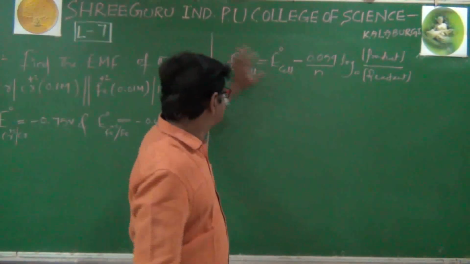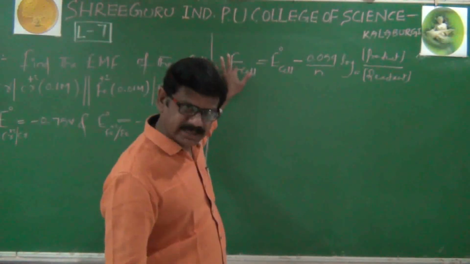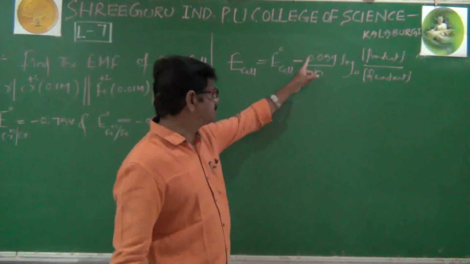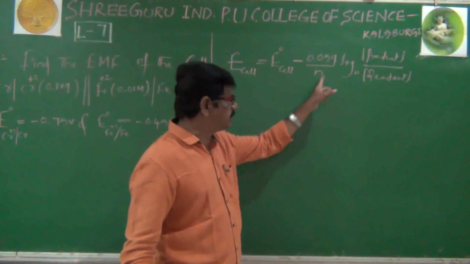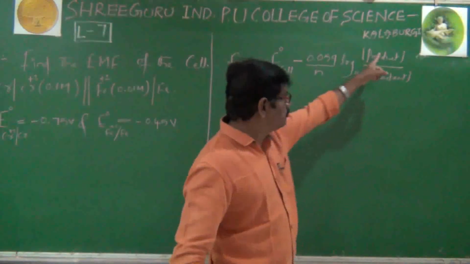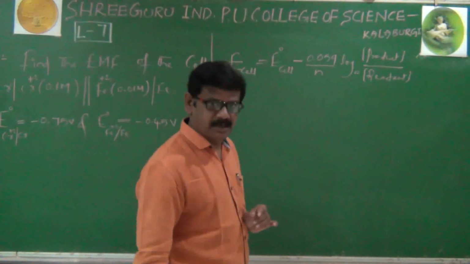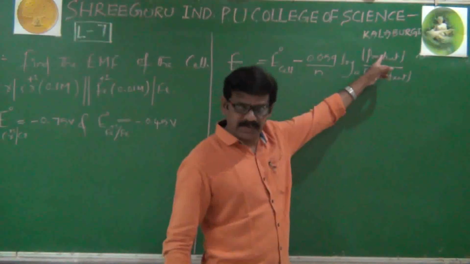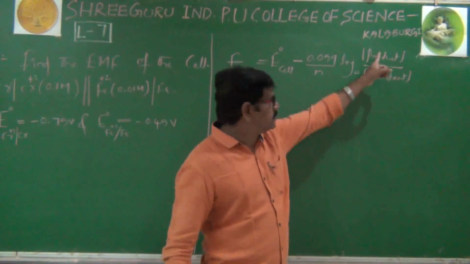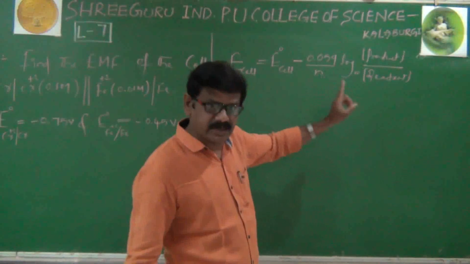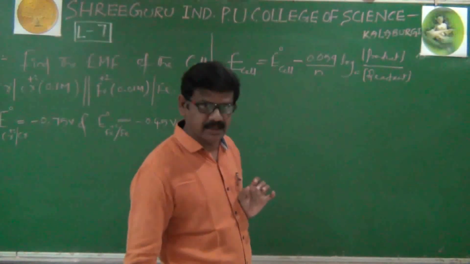That is E cell. Cell potential is equal to E naught cell minus 0.059 by n log base 10 of products concentration divided by reactants concentration. And again, how are we getting the products as well as reactants? These are obtained with the help of a net cell reaction only.